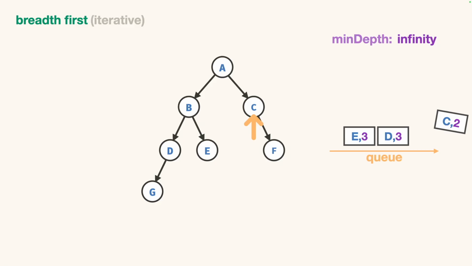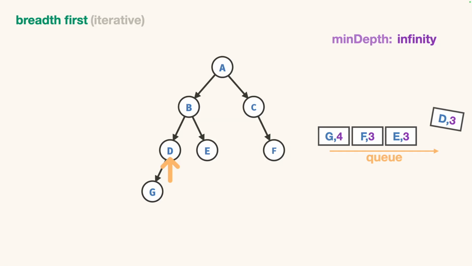Cool. So at this point, I can see that C is not a leaf node, so I don't need to update my min depth. I do need to add C's children. So F would have a depth of 3, and I add that to the back of my queue. Great. Next iteration, I remove the D from my queue, and I can see that D is not a leaf node, so I just need to add its children into my queue. So I add G to the back of my queue.